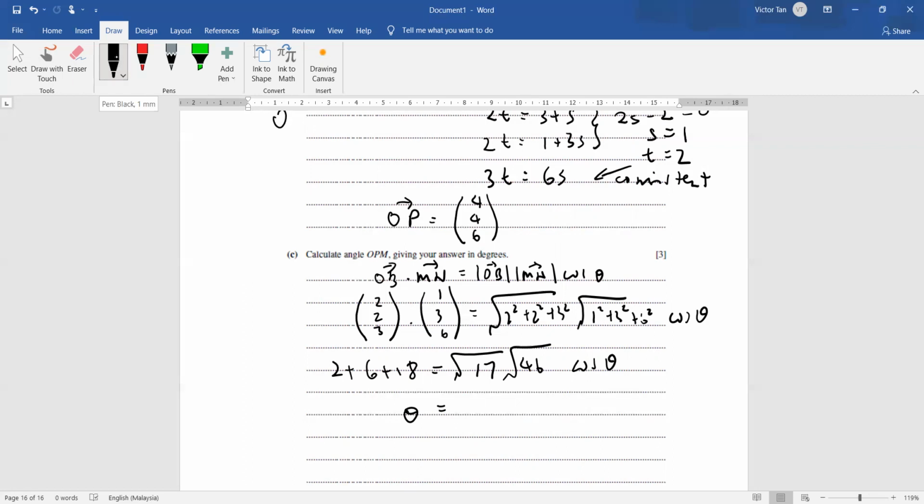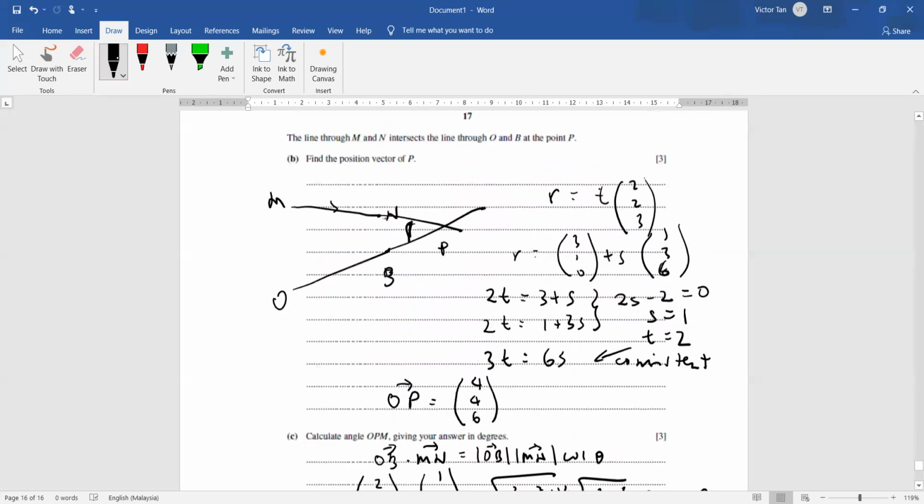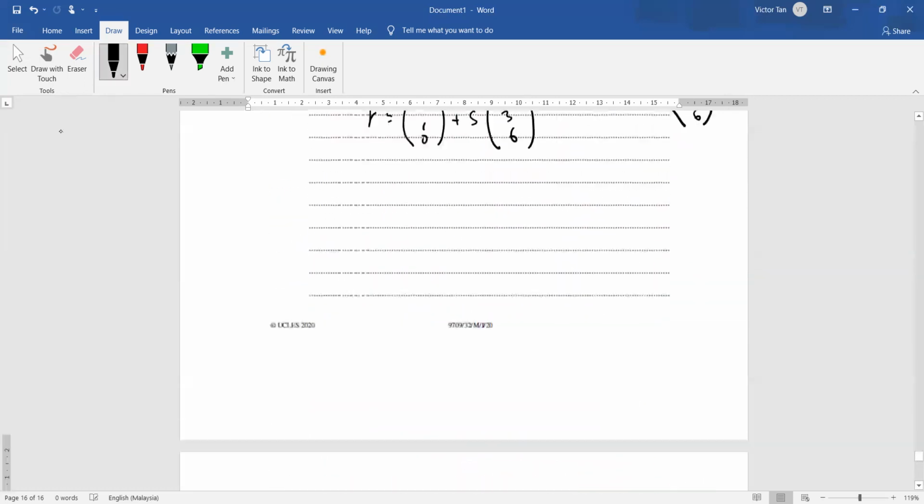Shift cos. I want to give answers sometimes in radians, sometimes in degrees. 26 over the square root of 17 times 46. 21.6 degrees. Okay. That's it. We have finished.